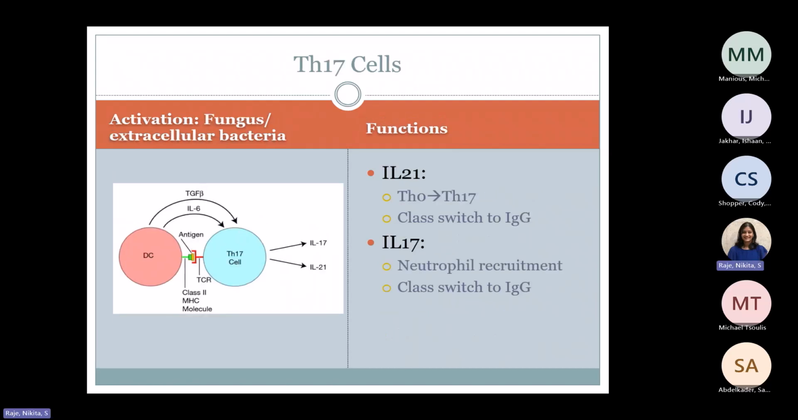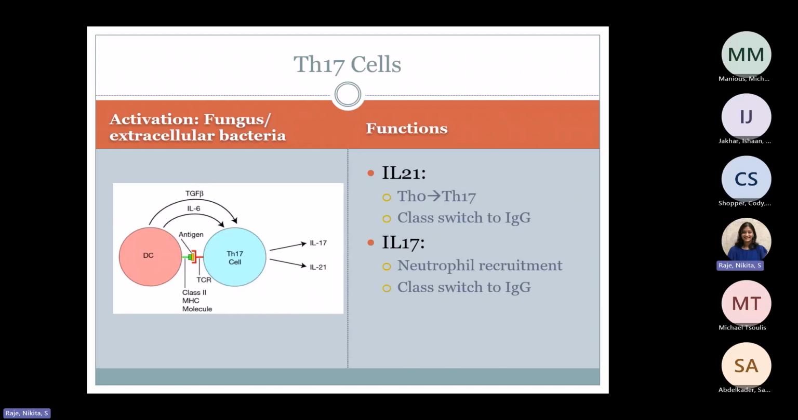Let's talk about the third type, Th17 cells. Here there is, say, a fungal infection or an extracellular bacterial infection. In those cases, there is release of TGF-beta and IL-6. And when there is a combination of these two cytokines, the T helper cells decide to become Th17 cells. So the dendritic cells take up that antigen, present it to the T cells, and in presence of the cytokines TGF-beta and IL-6, cause the Th17 cells to release IL-17 and IL-21.